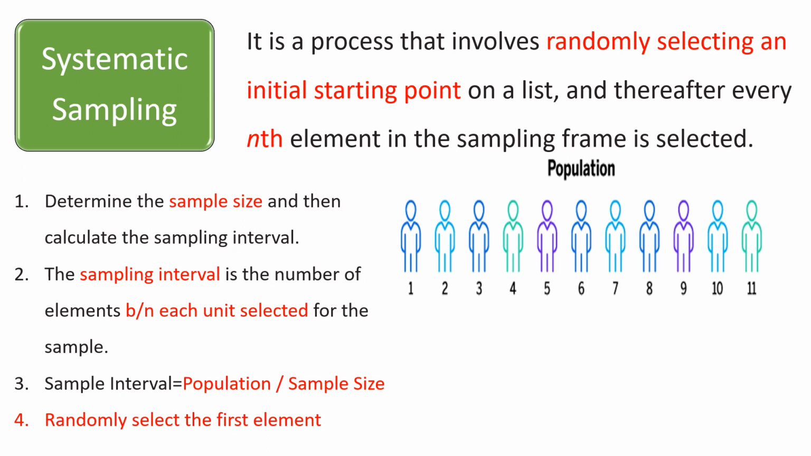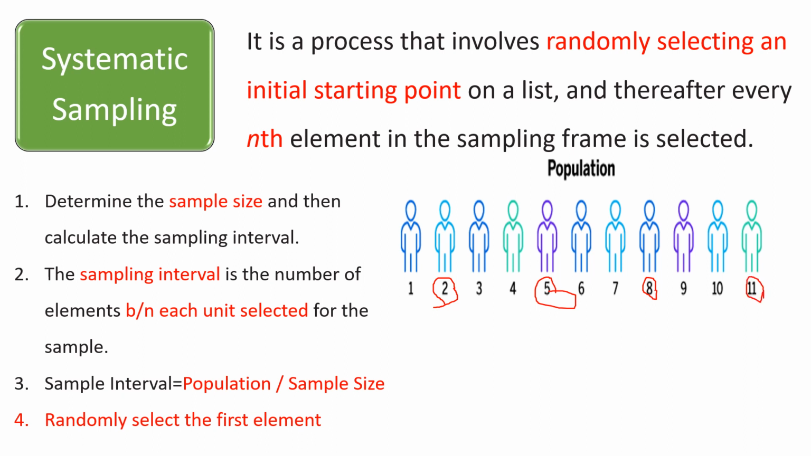Now let's select the first element. Let's randomly select the first element, that is 2. Starting from this initial starting point, let's count 1, 2, 3. So the third one is selected for the second. Now let's again count 1, 2, 3. So the 8th one is selected, and starting from this, 9, 10, 11. So this one is the third.